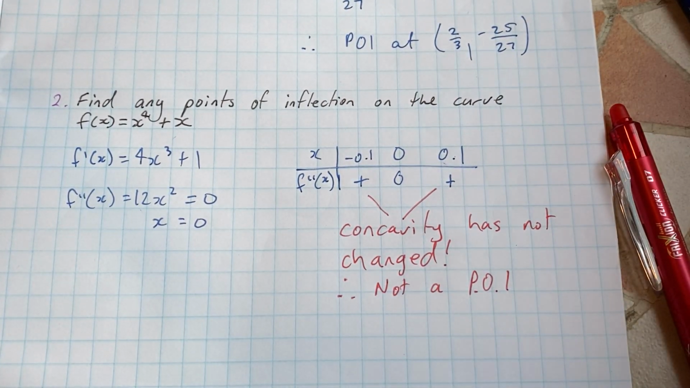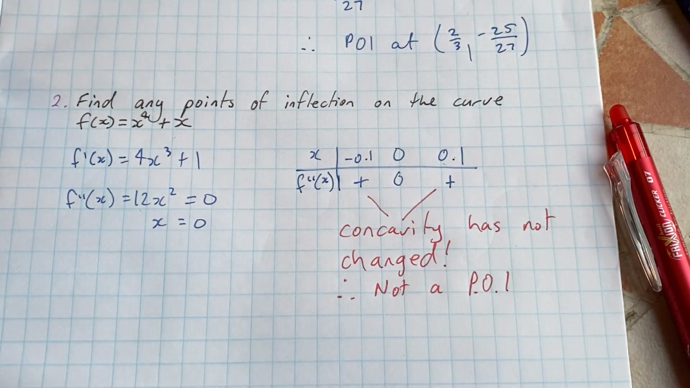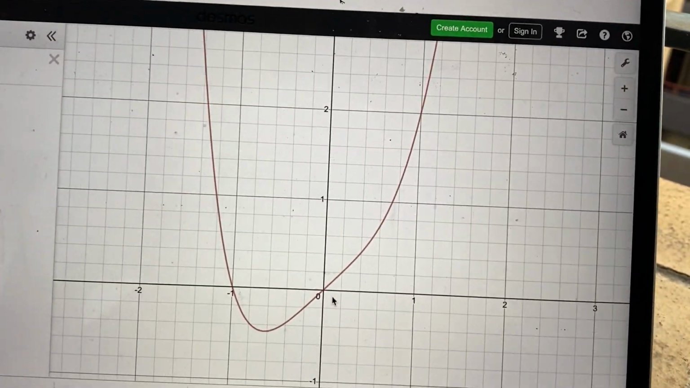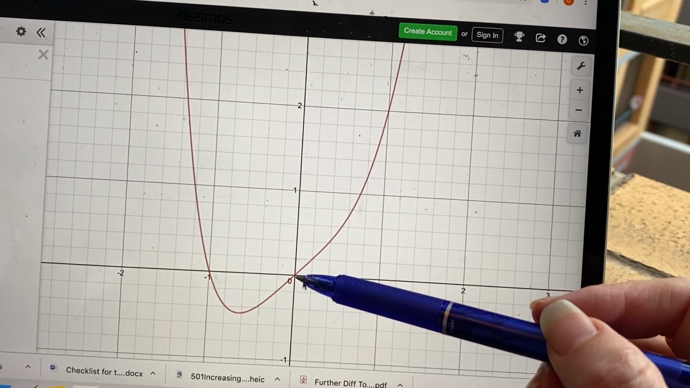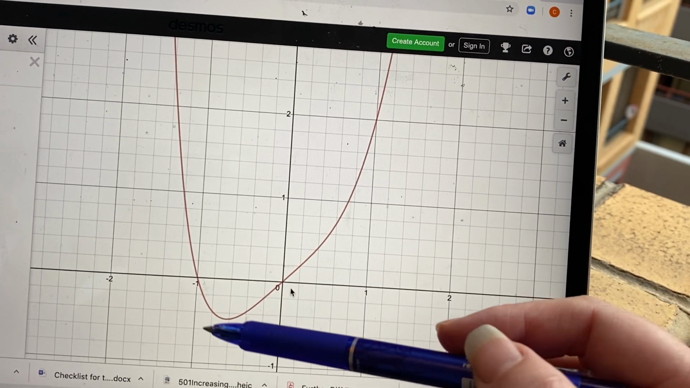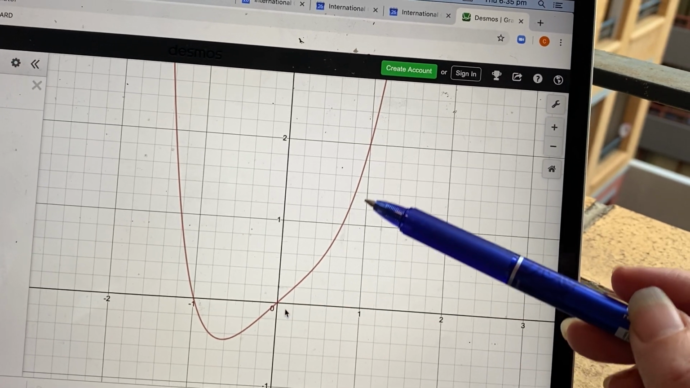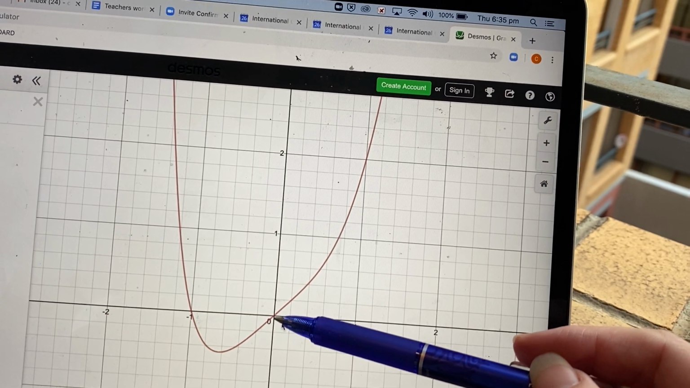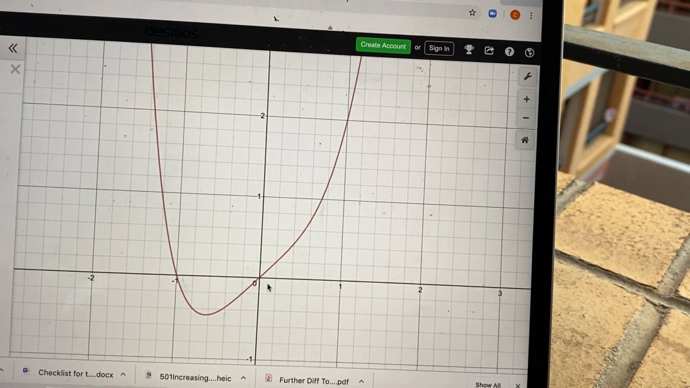I'll actually show you the graph for this one. I've got Desmos up, so I'll just unlock my computer. So the graph looks like this. So our possible point of inflection was just here. At that point, the second derivative is 0. To the left of that, we can see it's concave up. It's like a happy parabola. To the right of it, it is still concave up. So concavity did not change. At that point, concavity briefly disappeared, but it has not changed.